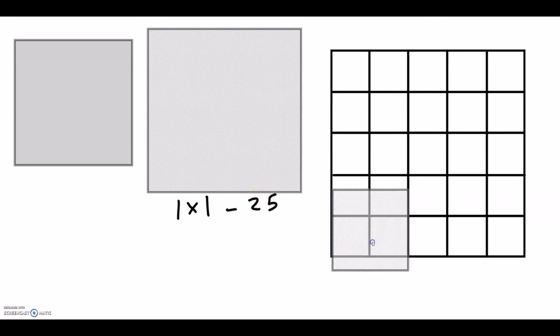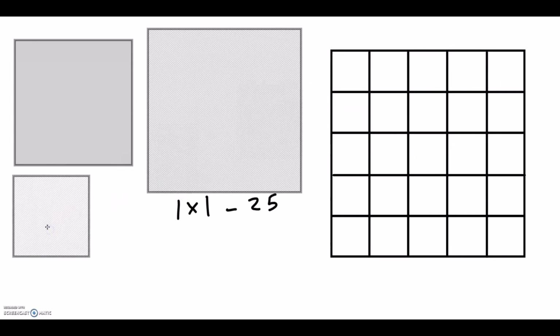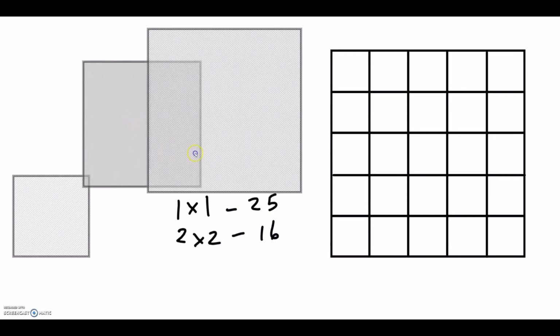Here are our 2 by 2s, 1, 2, 3, 4, 5, 6, 7, 8, 9, 10, 11, 12, 13, 14, 15, 16. I'm hoping you're now starting to see a pattern. And if you do see a pattern, try to guess before I show you how many 3 by 3 squares there are. Try to guess how many you think there will be.